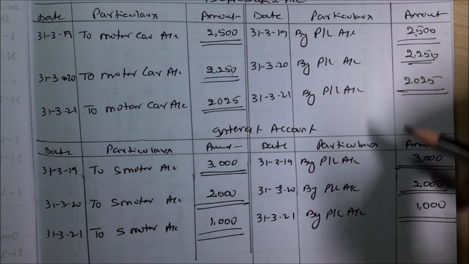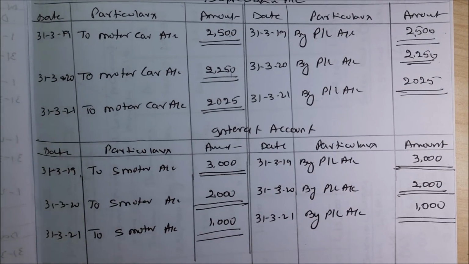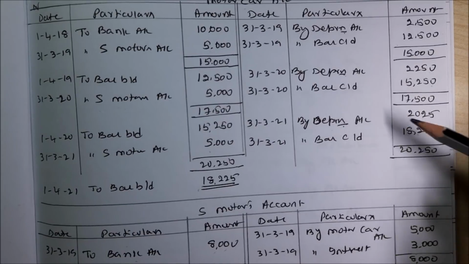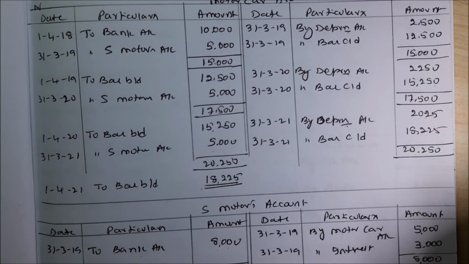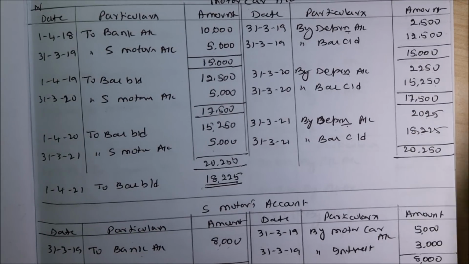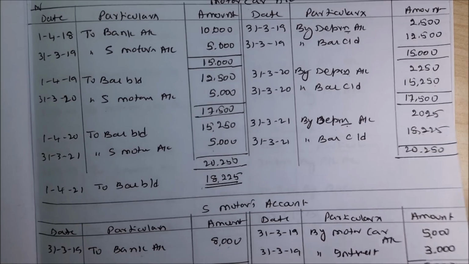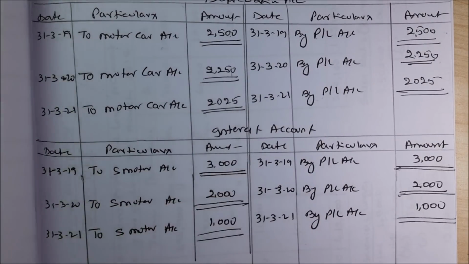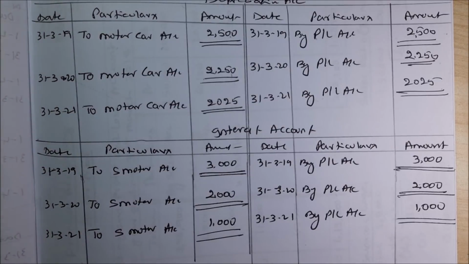But they may ask you only two accounts. According to me, I hope that you may get the motor car account and the purchaser account, that means the owner account. But here I have asked you all the ledger accounts. I have prepared all the ledger accounts. Okay, students.